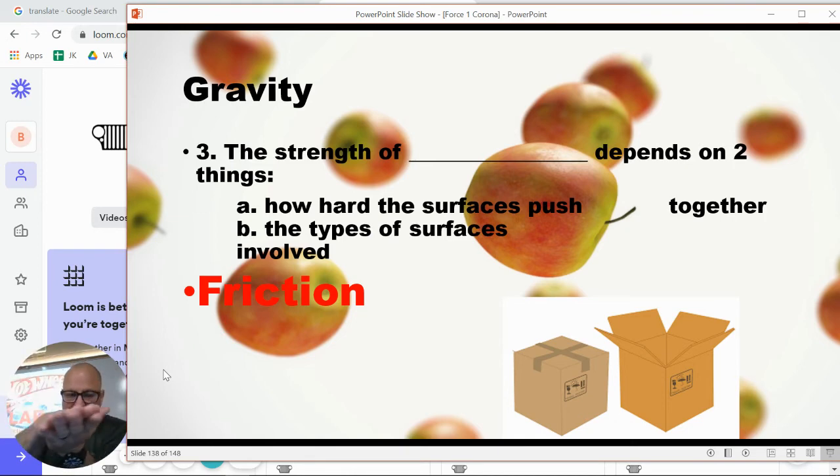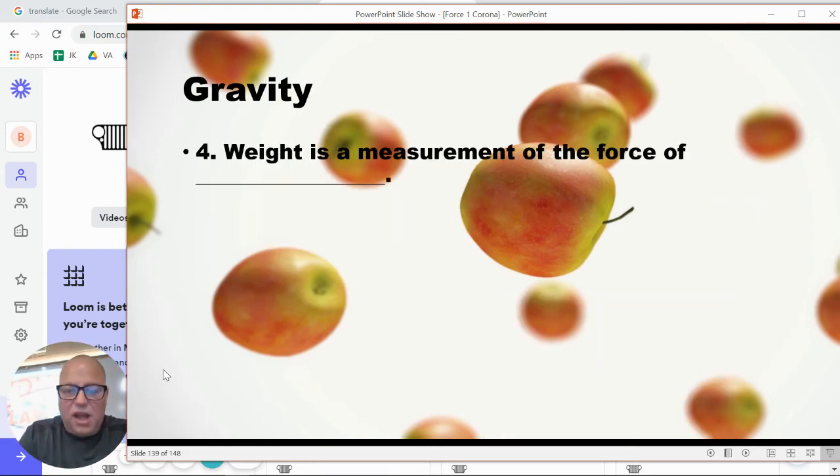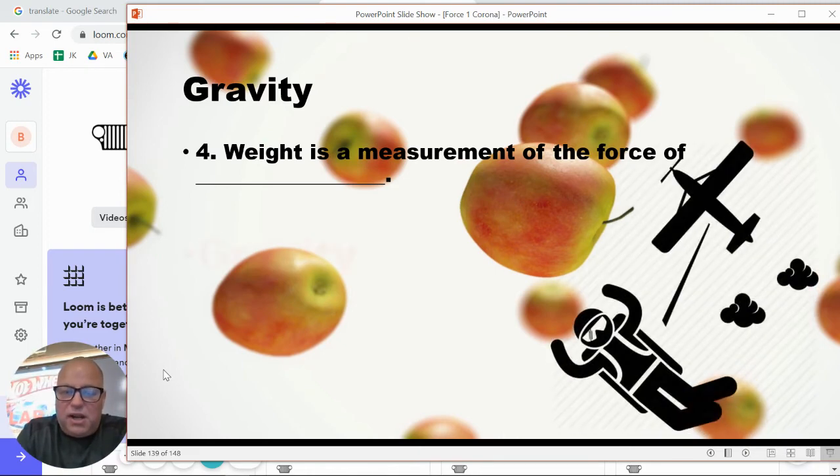So friction, and two things are moving past each other, right? The two big things that matter are how smooth the two surfaces are, and then how hard they push together. If you push really, really hard, that's harder to slide. Let's say here, weight is a measurement of what? Gravity, right? Falling and everything.